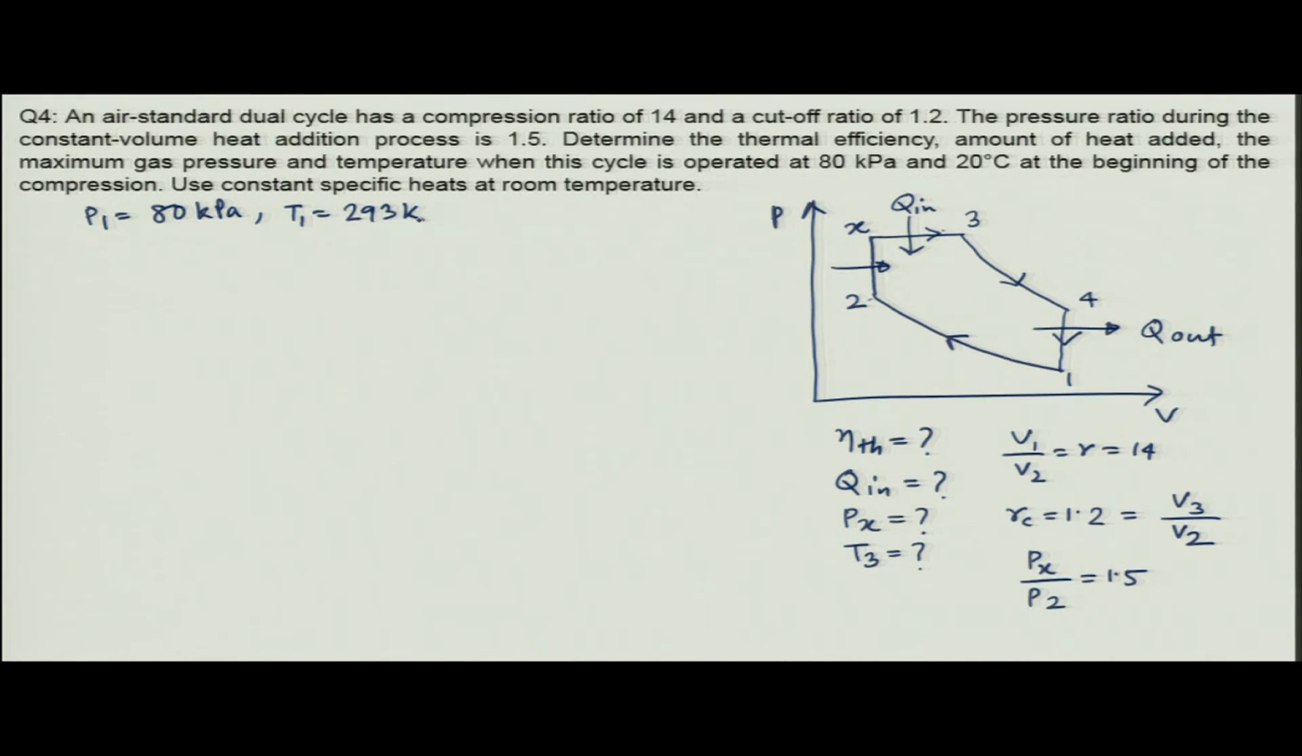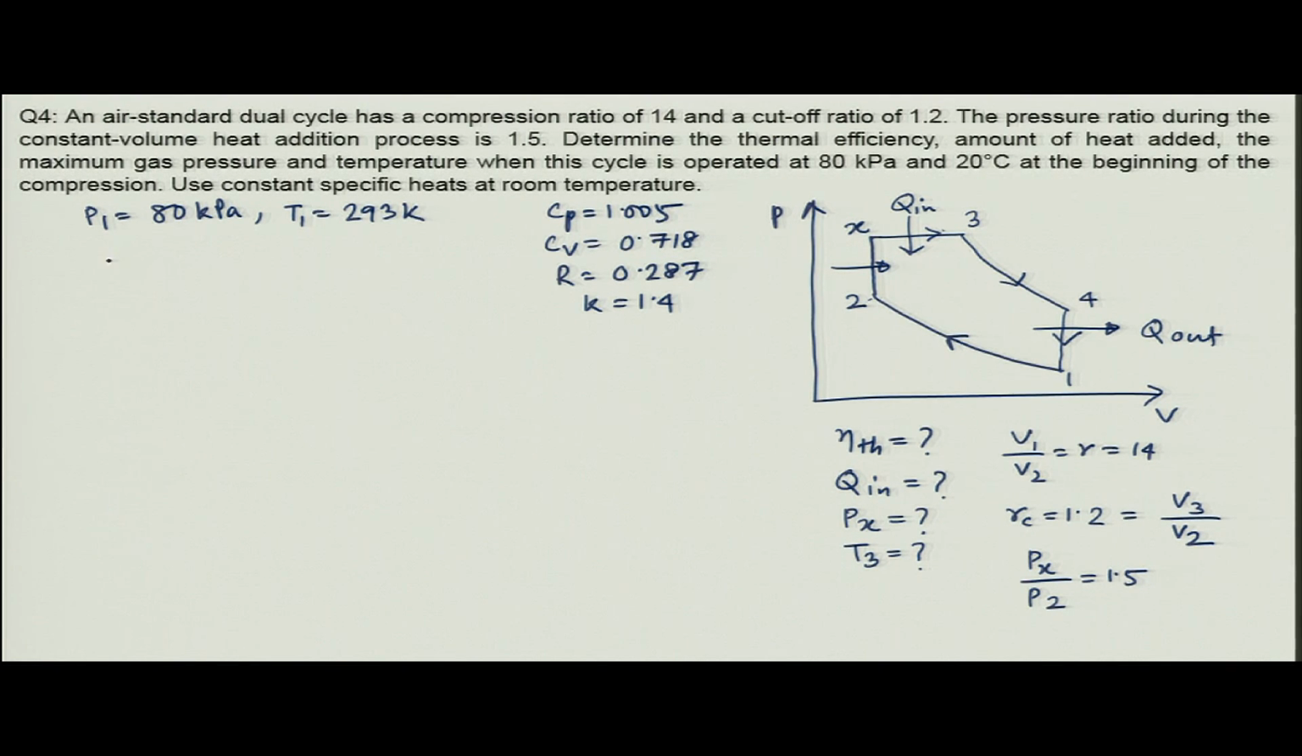So, Cp and Cv, Cp is 1.005, I am not writing the unit, and Cv is 0.718, R is 0.287 and K is 1.4. Okay. So, please write the units always. I am not writing them at this moment, but you always write.